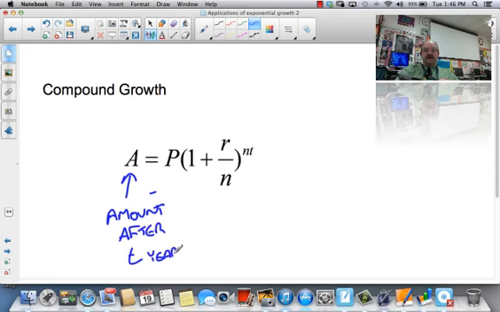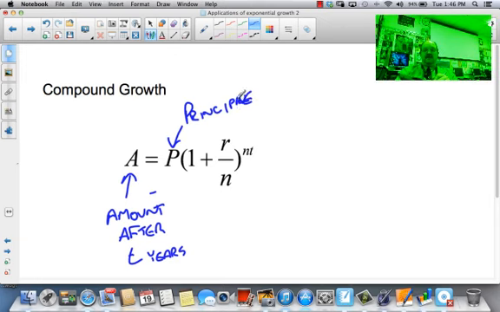After T years. P is the principal. That's what we start out with. Principal is what we start out with. This is my interest rate.